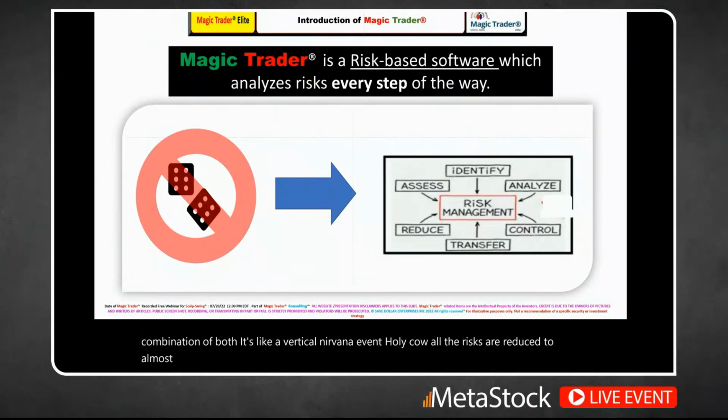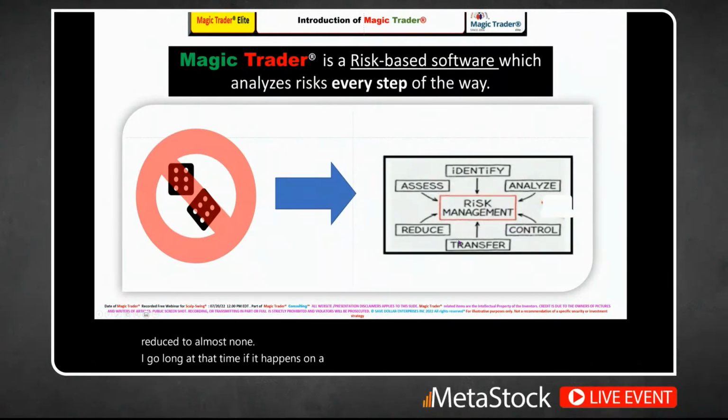I go long at that time. If it happens on a bear side, I go short. That is a good gauge to get low-risk entries. And dollar-wise, it is also lower cost, so I reduce my exposure to the risk that way. And Magic Trader allows me to do so.